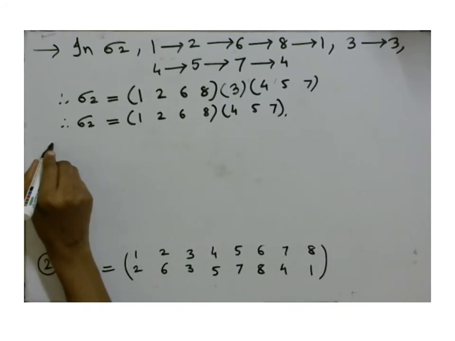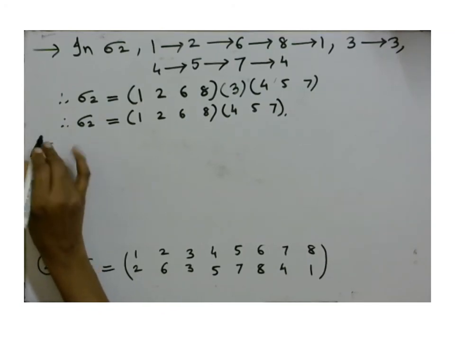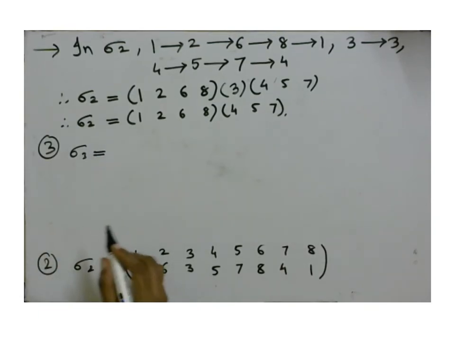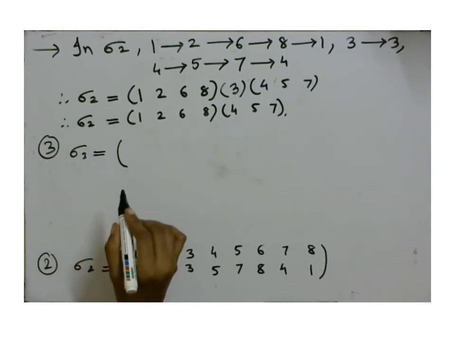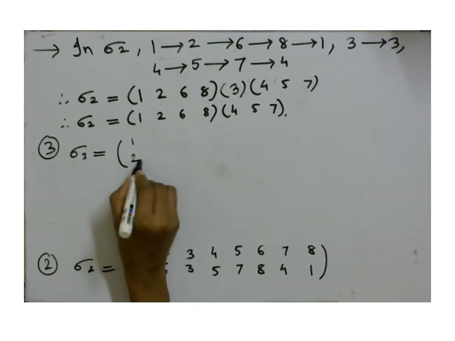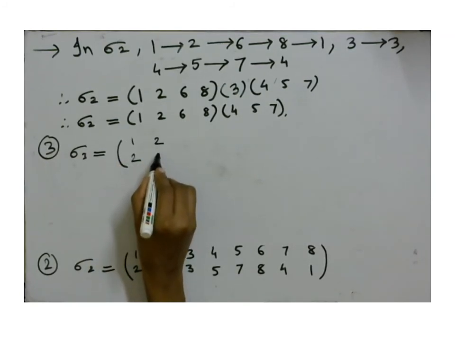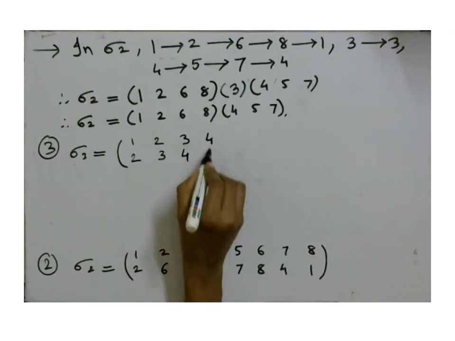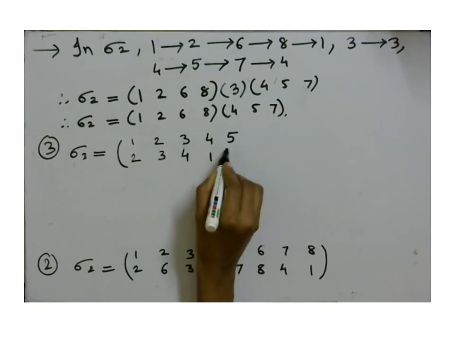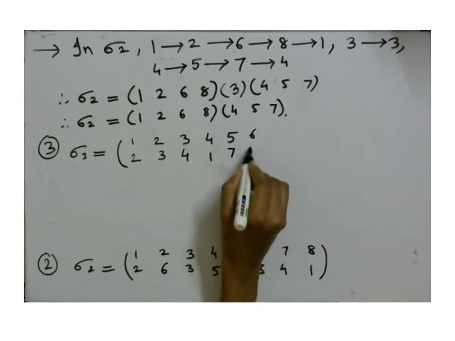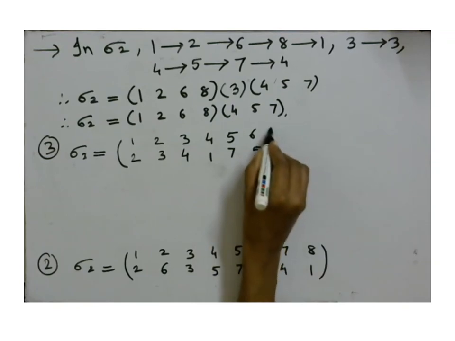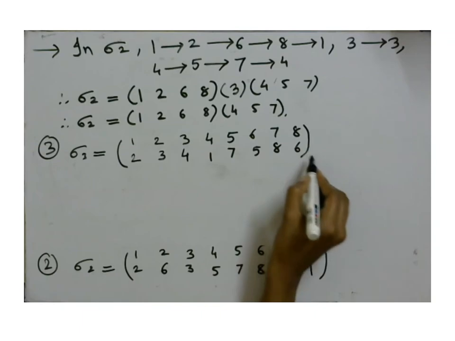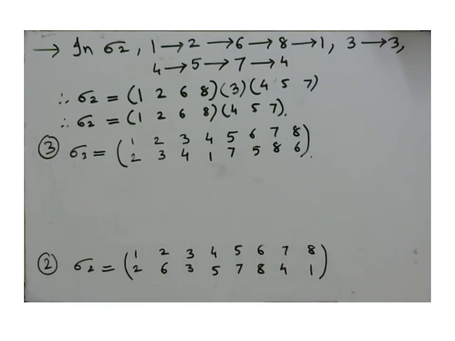Let me give you one example for practice. The third example, sigma 3. You can try and write this permutation in cyclic notation by yourself. 1 mapping to 2, 2 mapping to 3, 3 mapping to 4, 4 mapping to 1, 5 mapping to 7, 6 mapping to 5, 7 mapping to 8, 8 mapping to 6. So try this one by yourself.